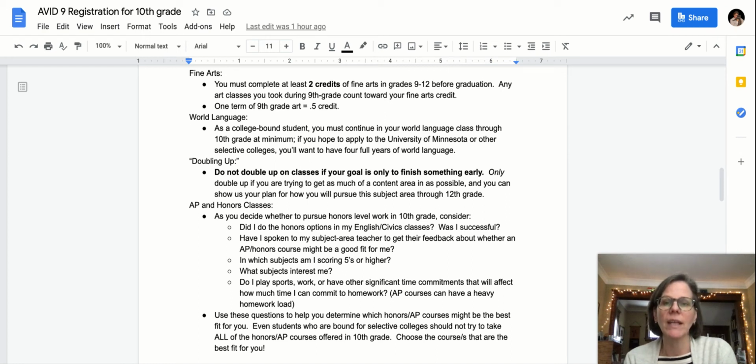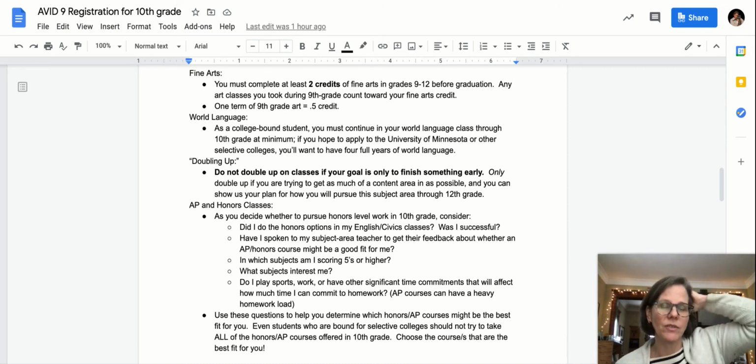As colleges are looking at your transcript, they're looking for regular enrollment in college readiness courses. So if you're doubling up because you want to take a certain math class your senior year and you're not going to be able to fit it in unless you double up, that's great. That's when you do it, but not to just get it out of the way. You should talk to your math teacher or your science teacher if you're thinking about doubling up on one of those subjects. AP and honors classes.